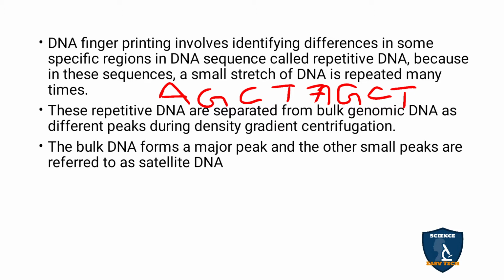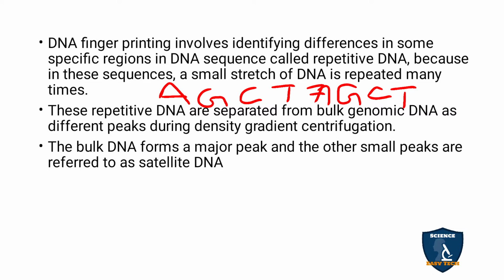The repetitive DNA is different from the bulk DNA. What we saw in the Human Genome Project is that 99.9% is the same in all individuals, all people. Only 0.1% will be unique, that is, different. So how are you going to separate this? With the help of density centrifugation.